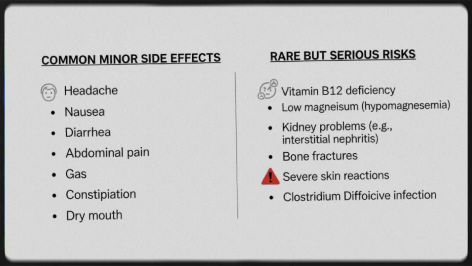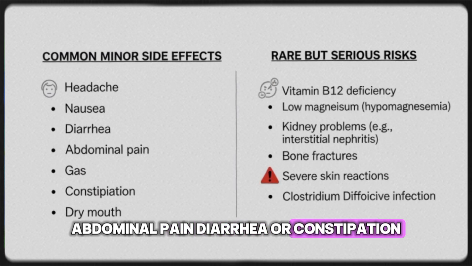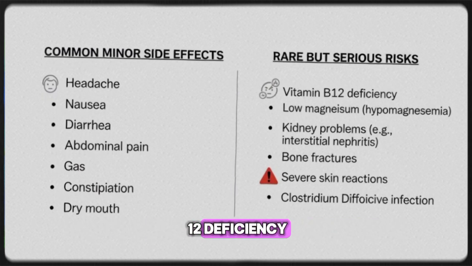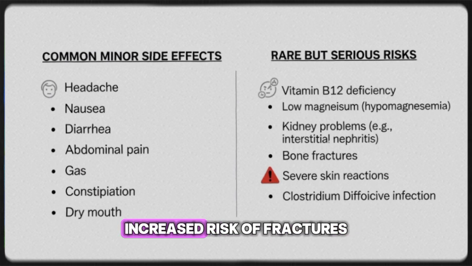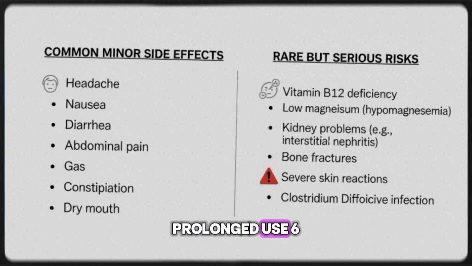5. Side effects. Common side effects: headache, nausea, abdominal pain, diarrhea or constipation, gas/bloating, dry mouth. Serious, rare: vitamin B12 deficiency. Long-term use: low magnesium, increased risk of fractures, kidney problems, Clostridium difficile infection. Prolonged use.